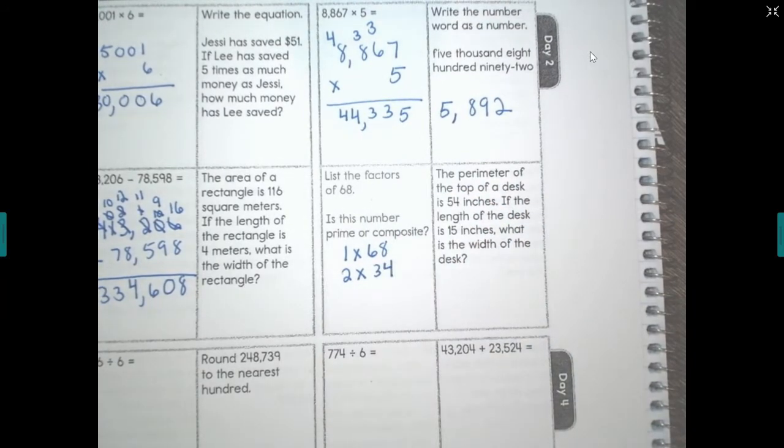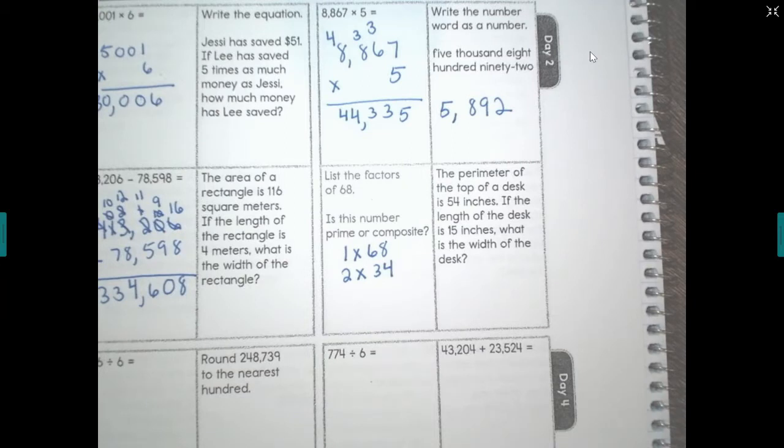All right, then I need to ask myself, 68, is it a multiple of 3? Well, remember our divisibility rule for 3. If you add the digits together, 6 plus 8, you get 14. If I skip count by 3s, I never land on 14. So if I skip count by 3s, I'll never land on 68. So 3 does not work.